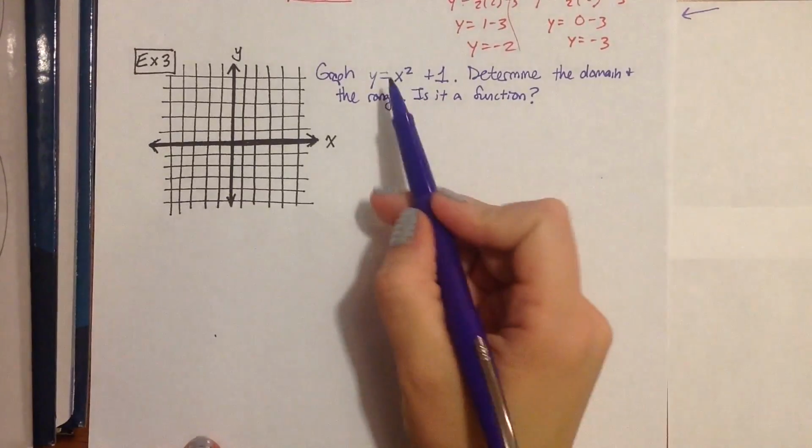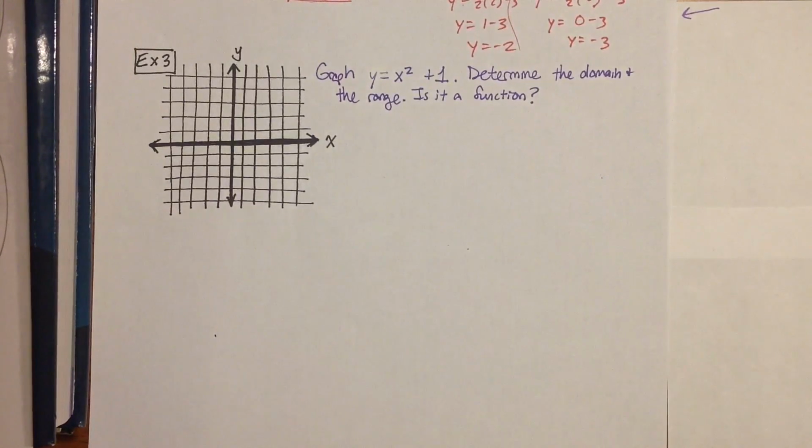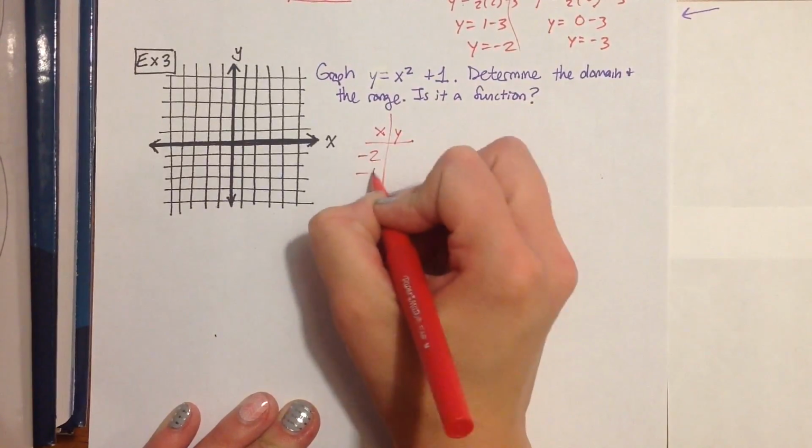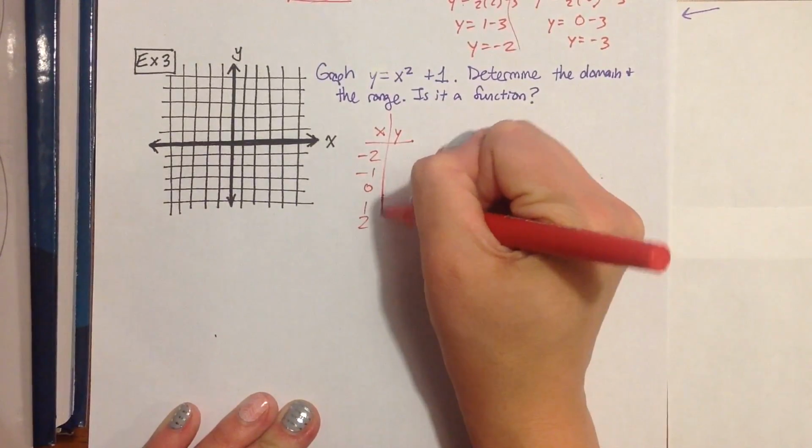I would like us to graph this relation this time, determine the domain and the range, and is it a function? That is the question. So again, I recommend an XY table. Pick some negatives, pick 0, pick some positives, see what's going on here. This one's a little more interesting.